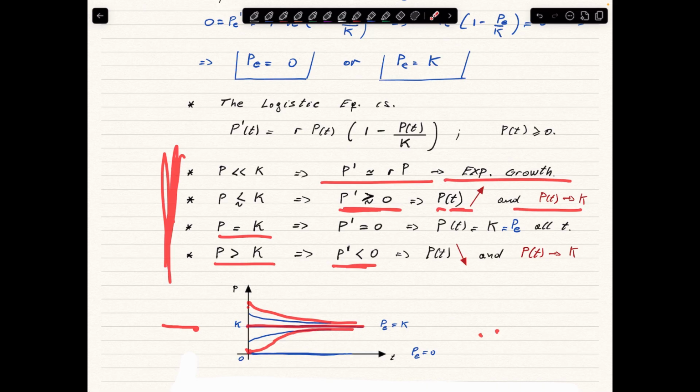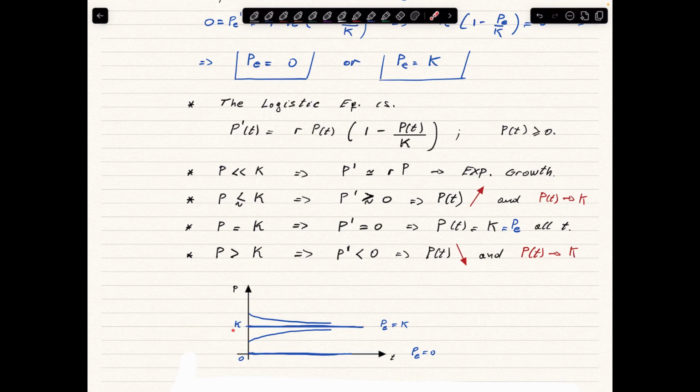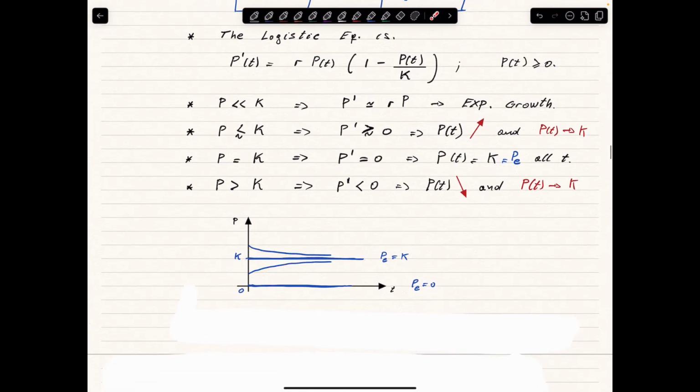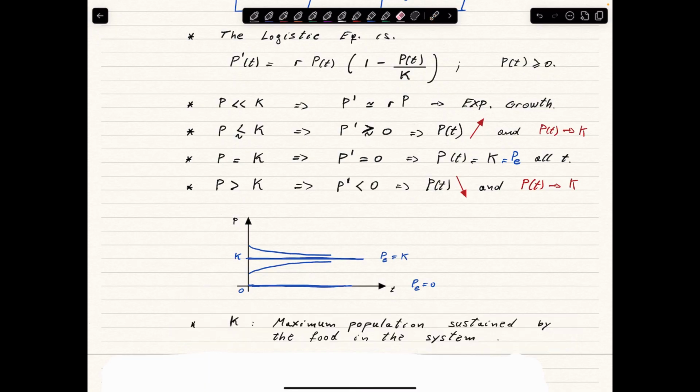So we can see here what is happening. What is this k then? Well, this k is the population that is approached no matter if you start below k or above k. As time grows, all the solutions try to be equal to that constant. So then the interpretation of k now is clear. It is the maximum population that can be sustained by the finite food resources available to the population. So this is the physical meaning of the constant k.